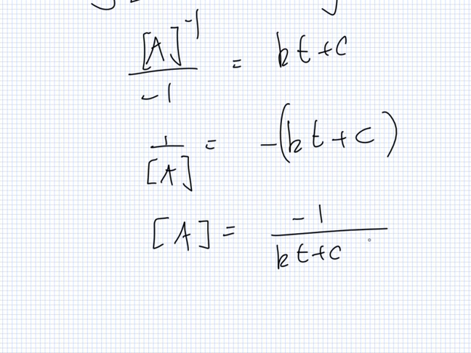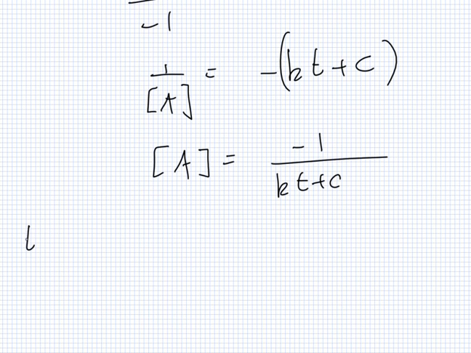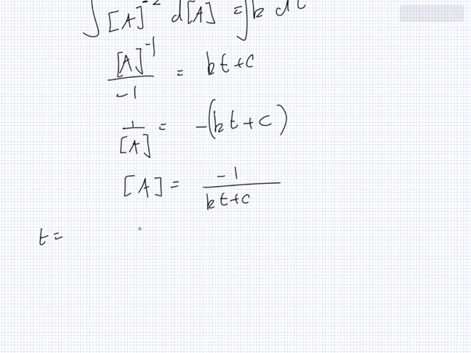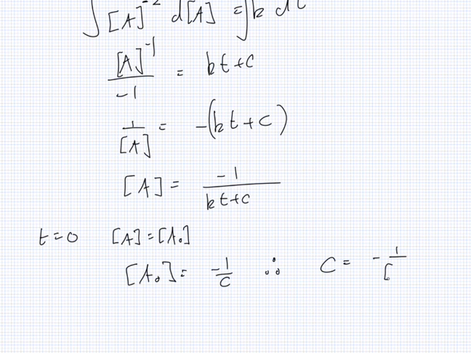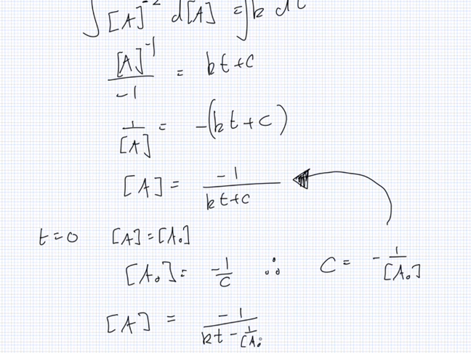Now, you know when T is 0, the concentration is A0. So that means here we have A0 equals -1 over C. So therefore, C equals -1 over A0. So I can put that back in now. And I get concentration equals -1 over Kt minus 1 over A0.